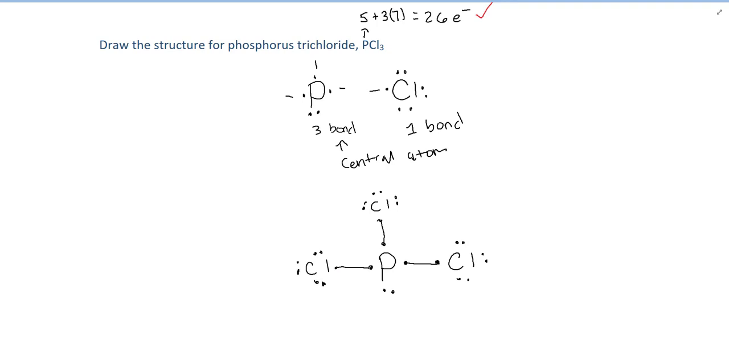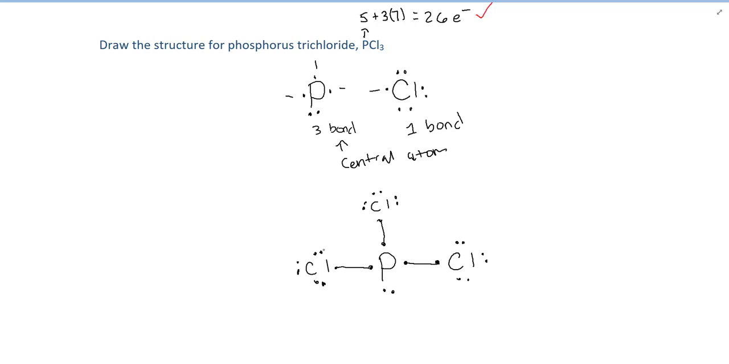By octet, we mean that everybody has access to 8 valence electrons, except hydrogen only wants 2. The idea being that everybody wants to be like the noble gas that's closest to them. And all of the noble gases have 8 valence electrons, except helium, which only has 2. Hydrogen's closest noble gas is helium, so it only wants 2. But everybody else is going to want to have 8.